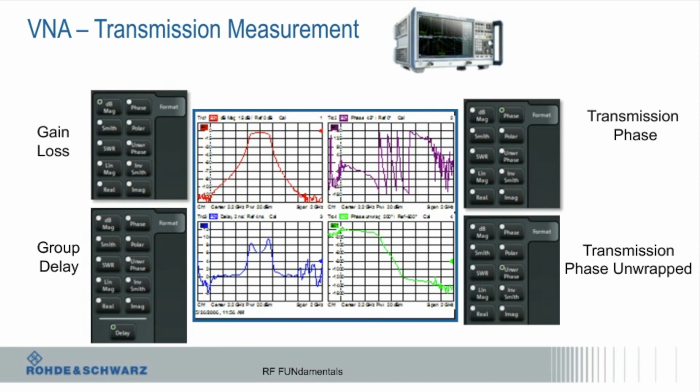Okay, so this is a bandpass filter. You can see here, same thing, transmission phase. So what's the phase going through the device? Group delay. Okay, here's a tough one.